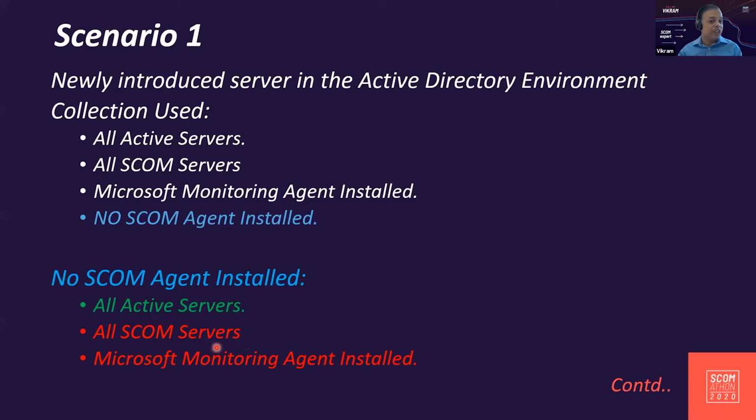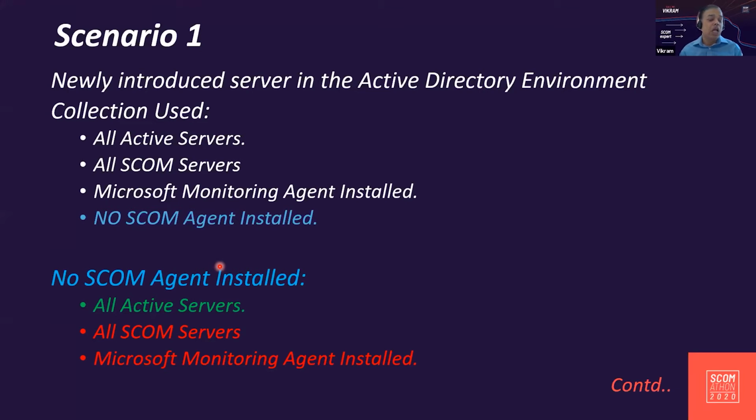But still I have excluded one more, that all those machines where Microsoft Monitoring Agent is installed, that collection also I have excluded. So take a scenario that 3 machines match this criteria. So the total number of machines which would be coming in no SCOM agent installed would be 10 minus 2 minus 3. Means 10 minus 2 is 8, 8 minus 3 is 5. So this box would be having 5 machines coming over there.